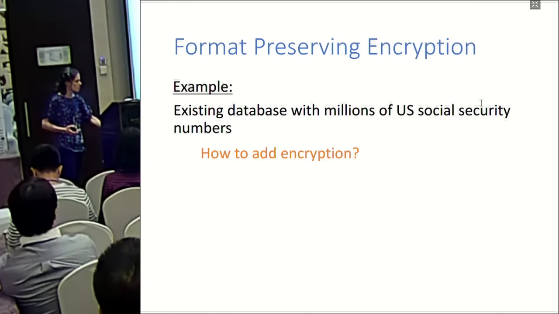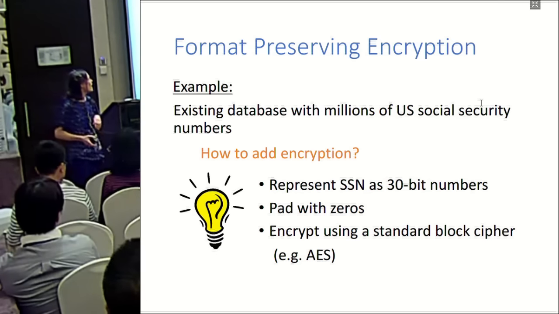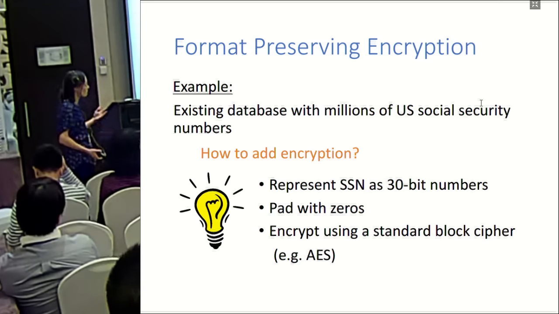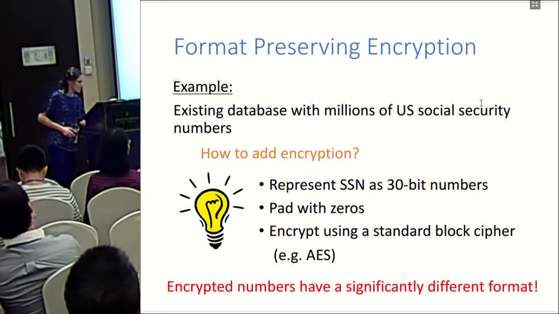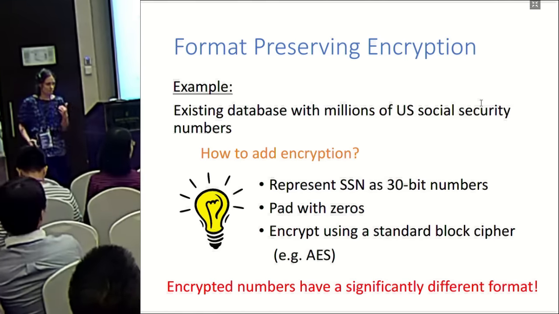Okay, so how are you going to do this? Well, one basic first pass idea is we could represent these Social Security numbers as 30-bit numbers, pad with some extra zeros, and then encrypt using just a standard block cipher. But in some cases, this doesn't work because the encrypted numbers could have a significantly different format from the original format.